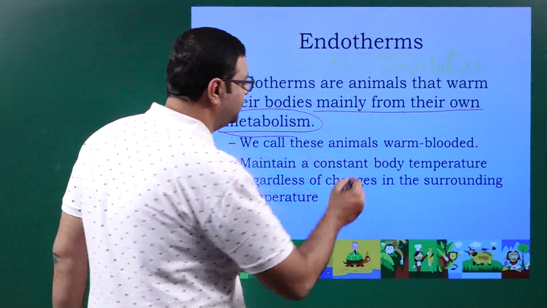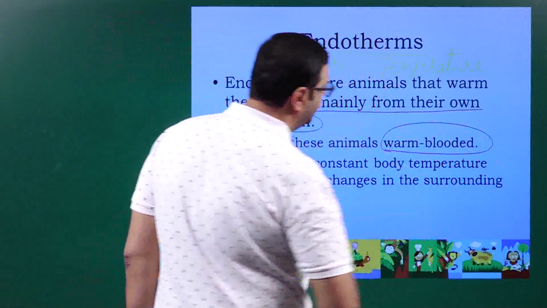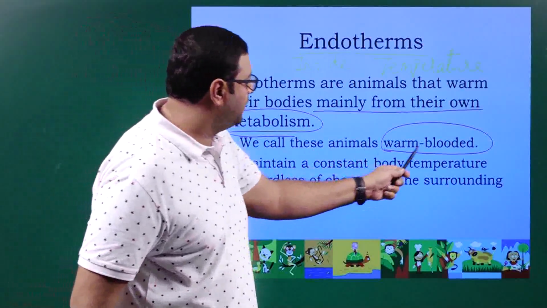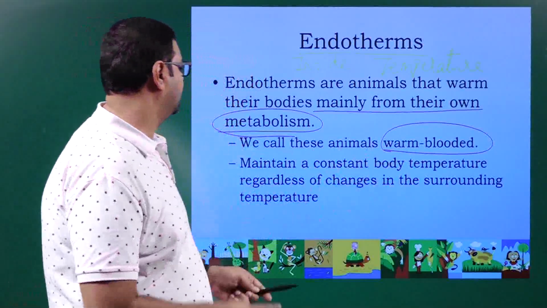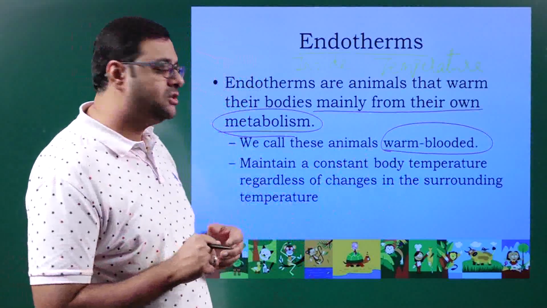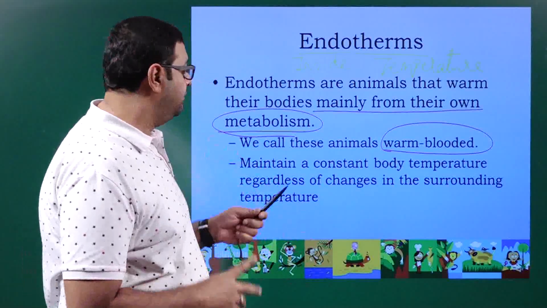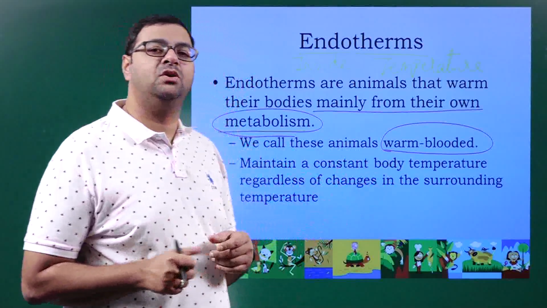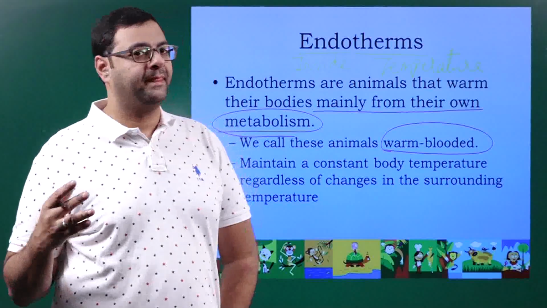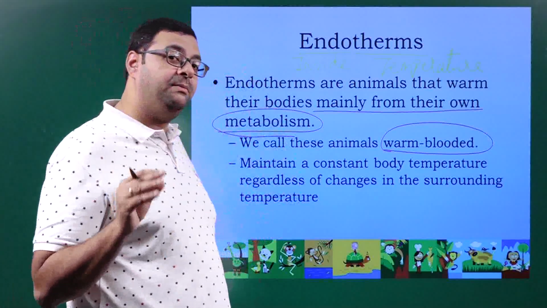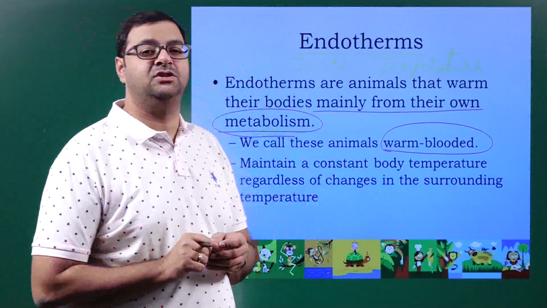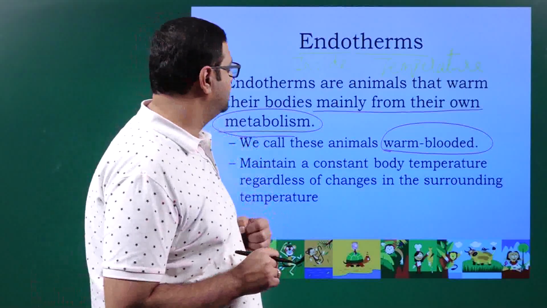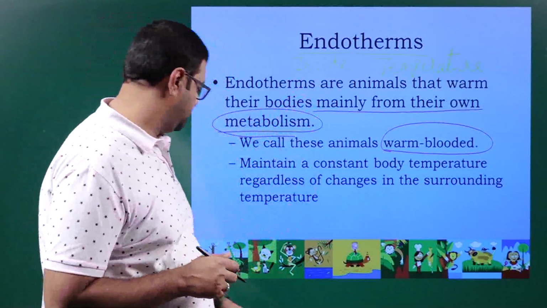So the most common thing that you people know is a warm blooded animal. They maintain a constant body temperature regardless of the change in the surrounding temperature. So if the temperature of the surrounding is more, that doesn't matter, the organisms will be able to maintain that constant body temperature inside them. So they are basically endotherms.